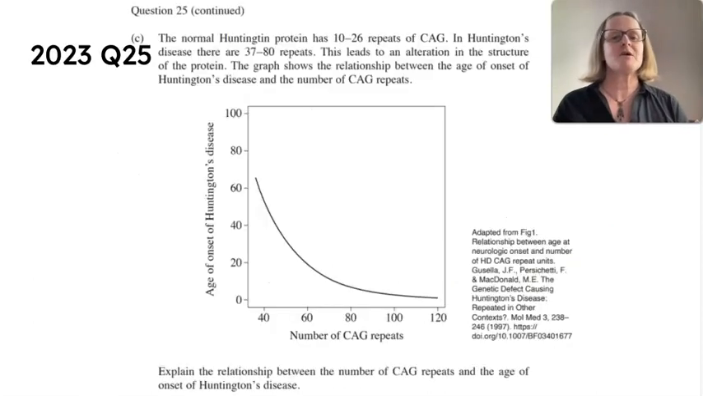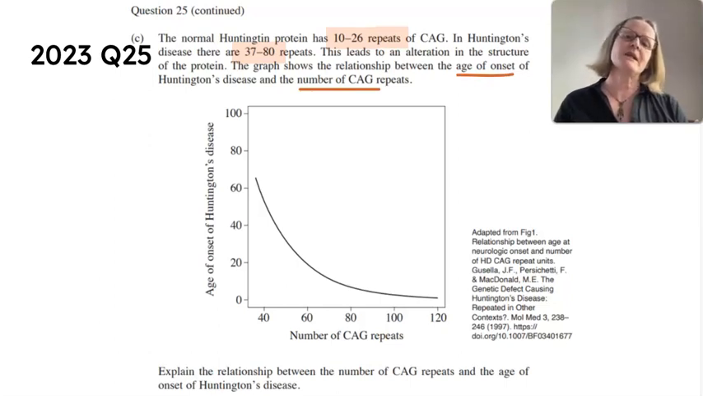Now, let's have a look at the next part of the question. So this question goes on. We have more stimulus to engage with. So let's make sure we read. It says normal Huntington protein has 10 to 26 repeats. Disease has 37 to 80 repeats. And this leads to an alteration in the structure of the protein. And this graph shows the relationship between the age of onset of the disease and the number of repeats.